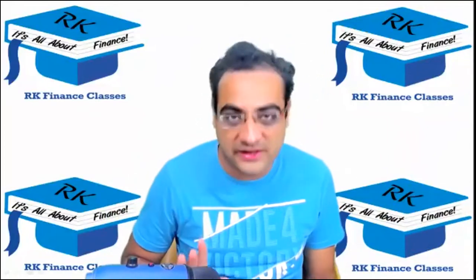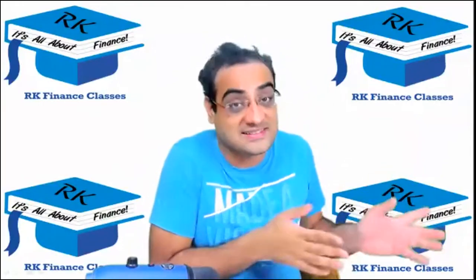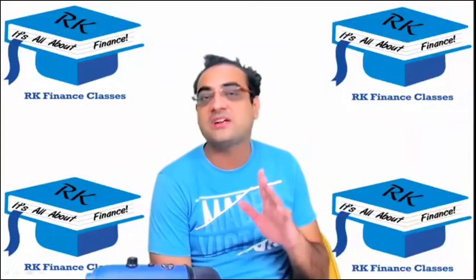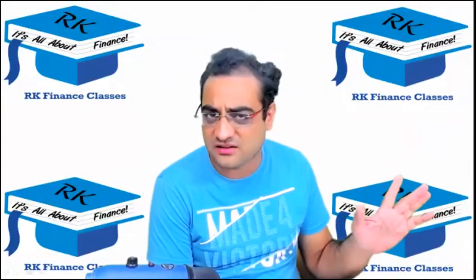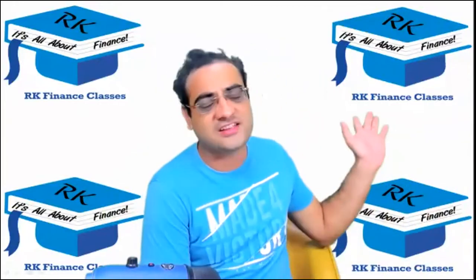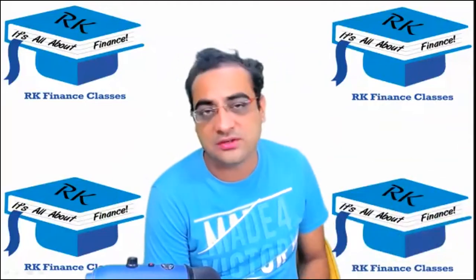GIPS could come in the morning. I mean, GIPS could come in the justification parts. Rarely, but it has come. In the actual papers, GIPS has come in the justification parts, but it was manageable. It was not difficult, the GIPS which came in the justification part. Generally, ethics has never, ever come in the essay type question. It has always come in the MCQ.